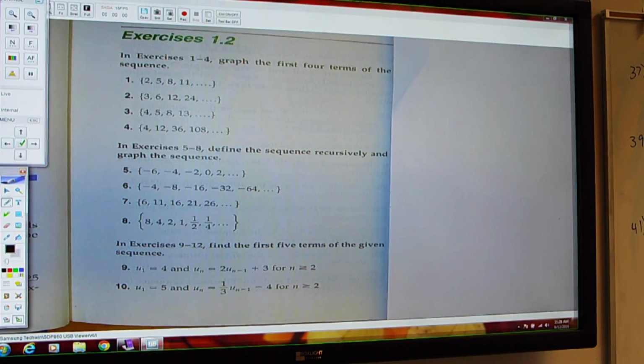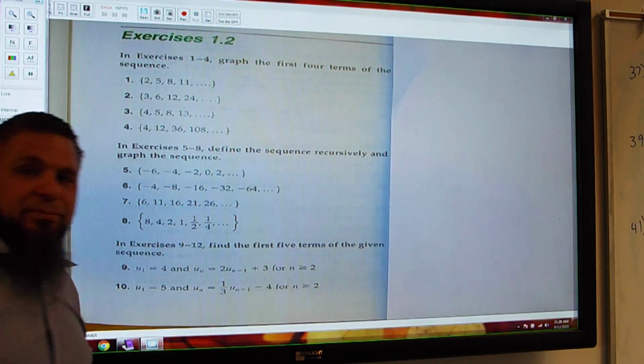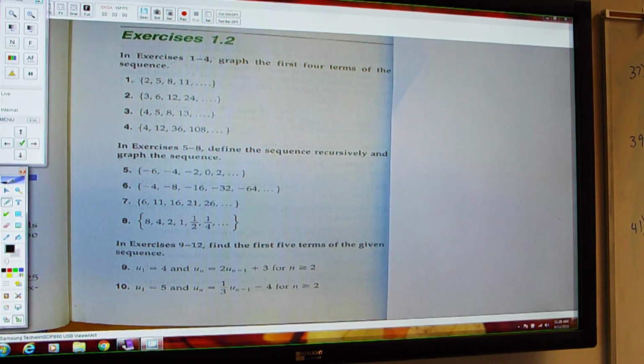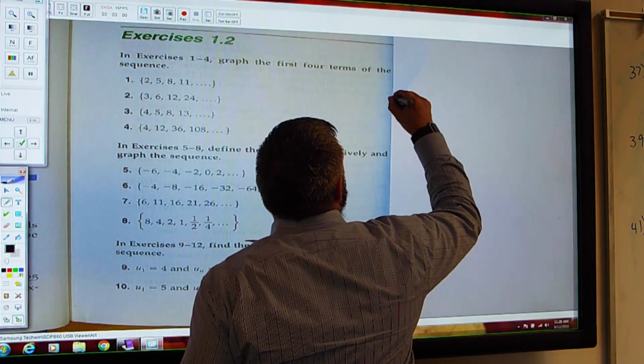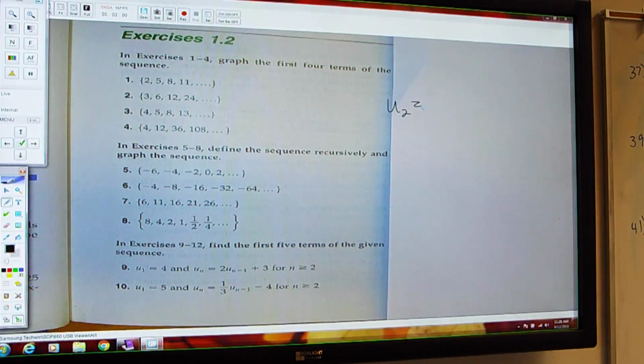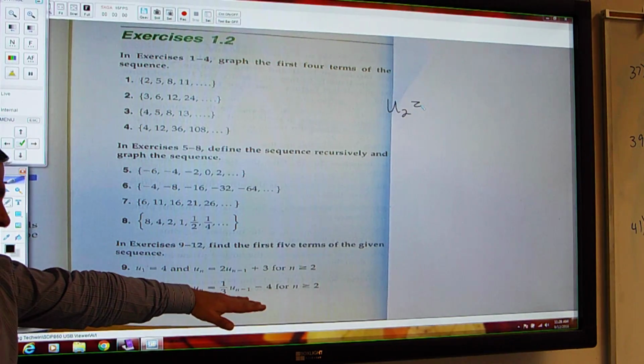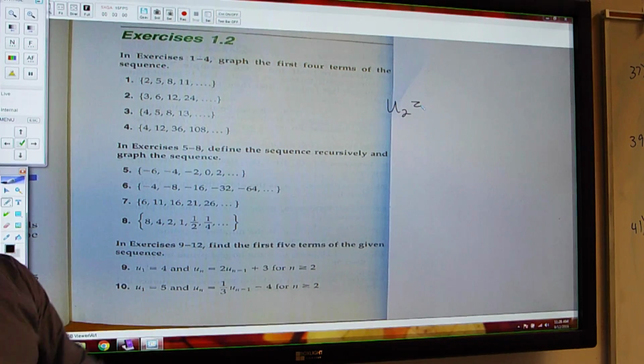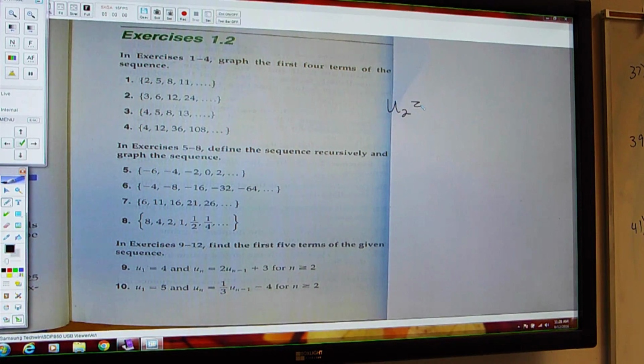We're starting number 10. Guys, focus. Wyatt, it says here that U1 is starting with 5. Okay? So how do I figure out what U2 is? What is U2 equal to? The pattern here is 1/3 minus 4. So what is U2? What's it equal to?